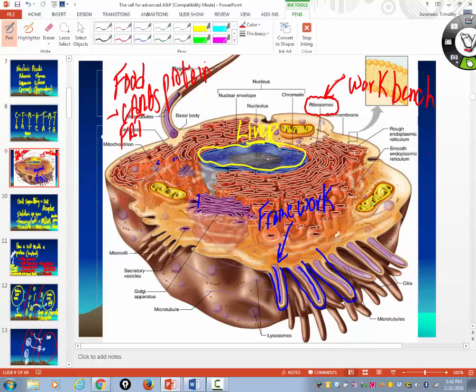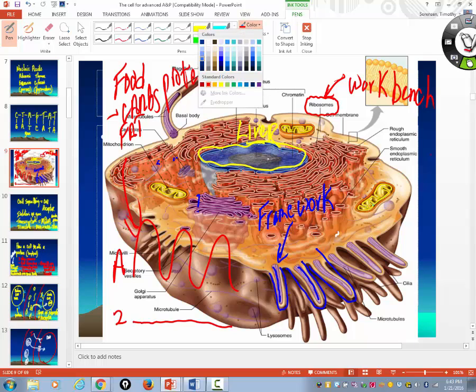So watch. Here we go. A, two. Assuming that these are the same length, which has more surface area, A or two? Good, and that's exactly how you should say it, A. So these microvilli are extensions of the cell membrane that increase the surface area for absorption. So where you find these is where, now you can say it.